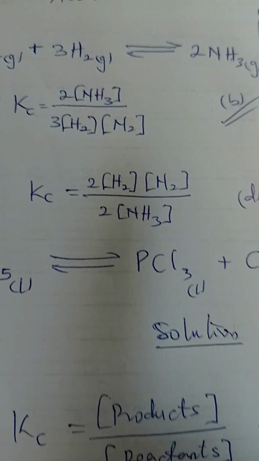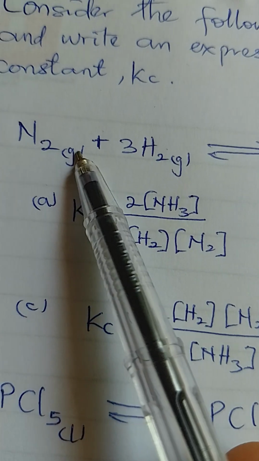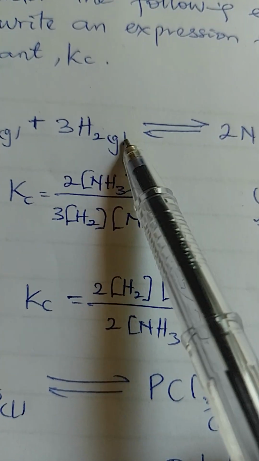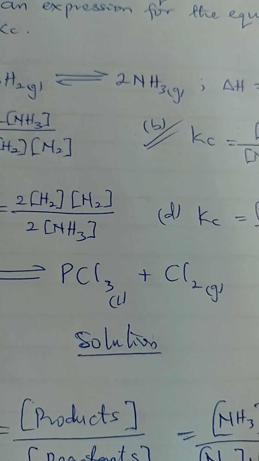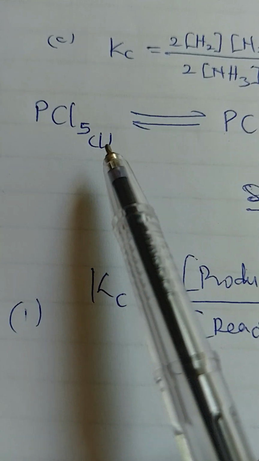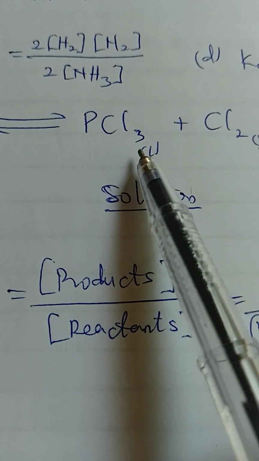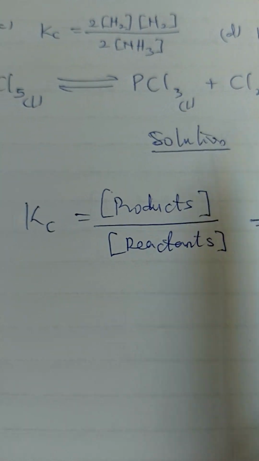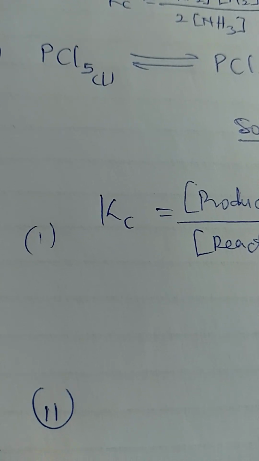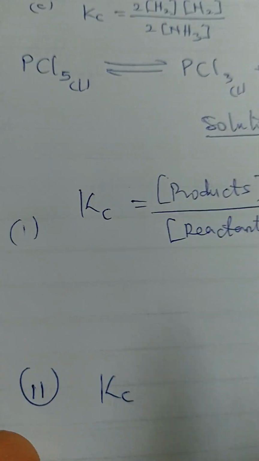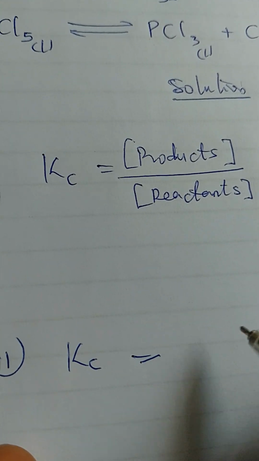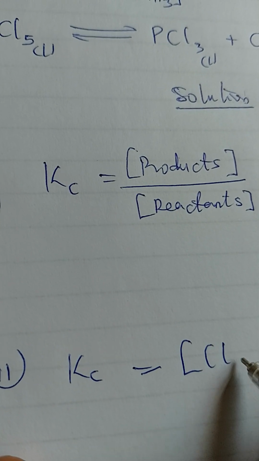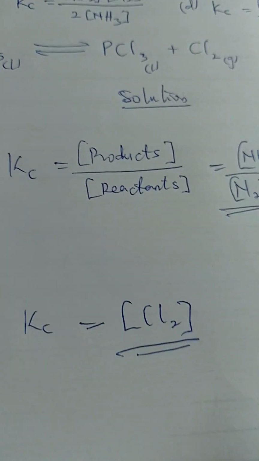Only the gaseous species. If you look at this equation, the nitrogen is gaseous, the hydrogen is gaseous, and the ammonia is gaseous. And if you look at this second equation, this one is liquid, the second one is liquid, and the chlorine is the only one that is gas. So if I'm to write the equilibrium constant for this now, it will just be equal to the concentration of chlorine, just like this. That's the final answer.